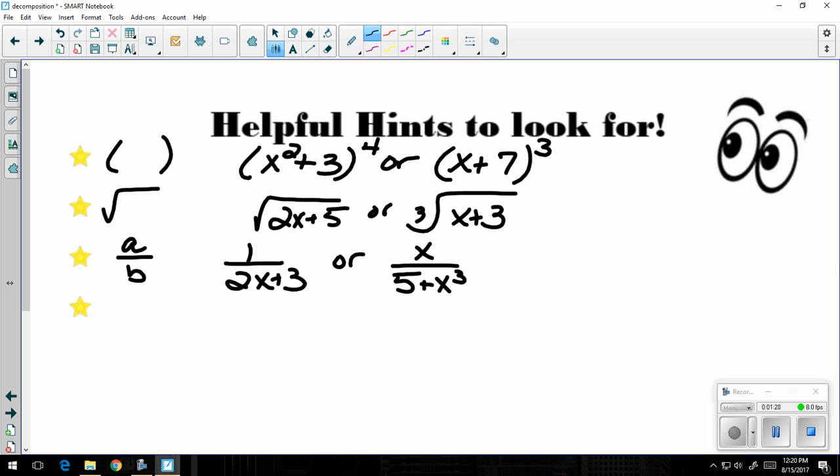And then the last thing you want to look for is something that's kind of already in two separate pieces. So 1 over x plus 7. Here's my first piece, and there's my second piece. This will make a little bit more sense once we go through the examples, but just some helpful things to look out for as we go through them.